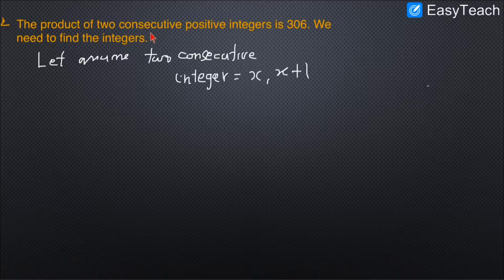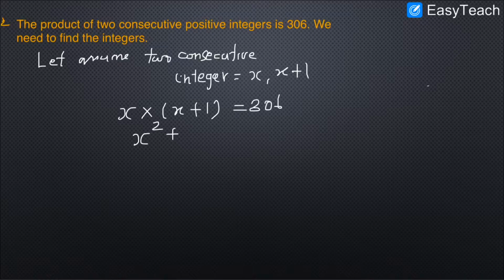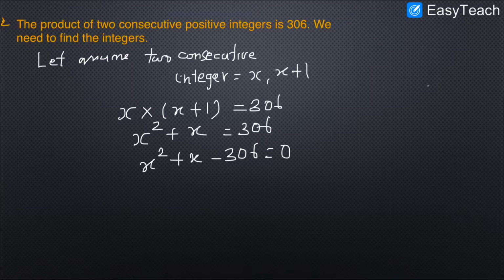So as per the question, the product of two consecutive positive integers is 306, which means x into x plus 1 equals 306. So x square plus x equals 306. x square plus x minus 306 equals 0. This is our required quadratic equation for this problem.